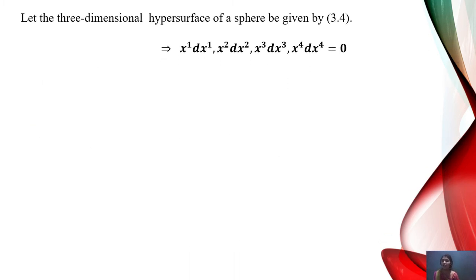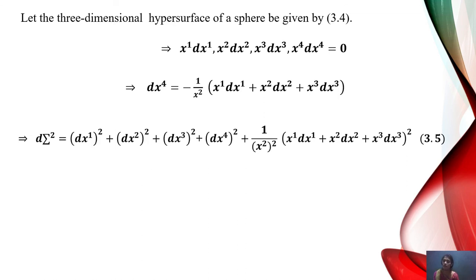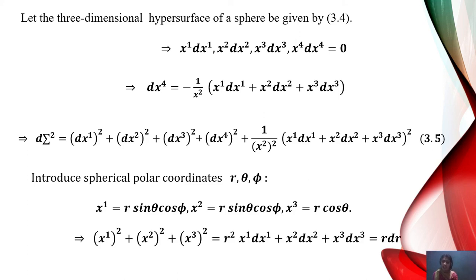Let the 3 dimensional hypersurface of the sphere be given by this form. This is 3.2. Considering the form x1 dx1 plus x2 dx2 plus x3 dx3 plus x4 dx4 equals 0, it means that dx4 equals minus 1 by x4 times x1 dx1 plus x2 dx2 plus x3 dx3. Okay, introduce spherical polar coordinates r, theta and phi in this form: x to the power 1 equals r sin theta cos phi, x2 equals r sin theta sin phi, x3 equals r cos theta, generating the value in this form.